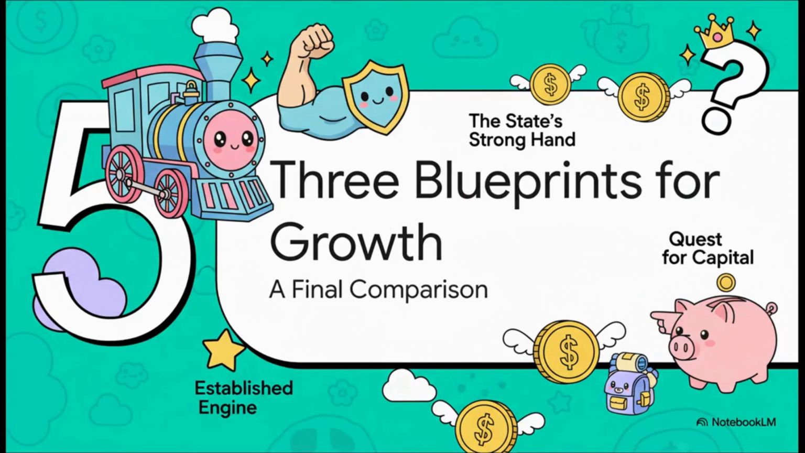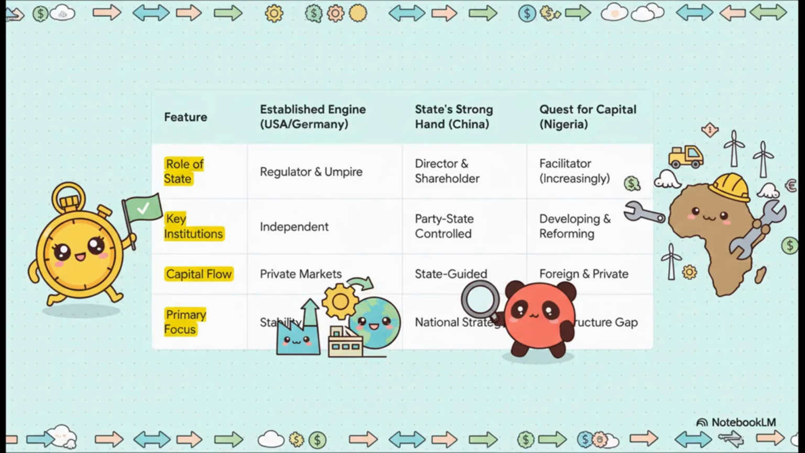So let's bring these 3 very different models together for a final recap. We've got the established engine, the state strong hand, and the quest for capital. How do they really stack up when you put them side by side? This table really just lays it all out.